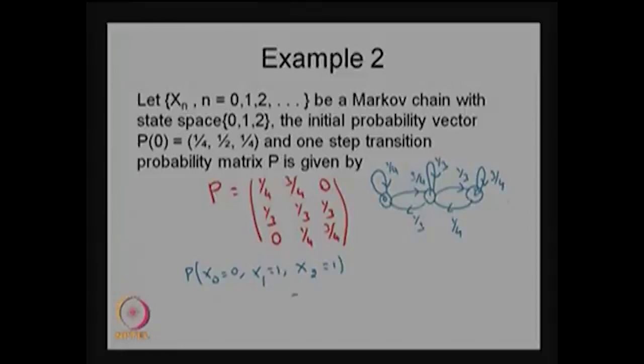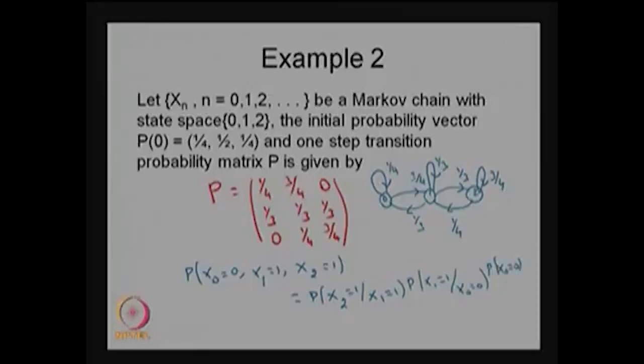So, the joint distribution you can write as the product of conditional distributions, and by using the Markov property, the conditional probability depends on only one step. By using probability theory, the joint distribution is the product of conditional distributions, and by using the Markov property you reduce it. So, this is the same as the probability that X 2 is equal to 1 given that X 1 is equal to 1, multiplied by the probability that X 1 is equal to 1 given that X naught is equal to 0, and the probability of X naught is equal to 0.